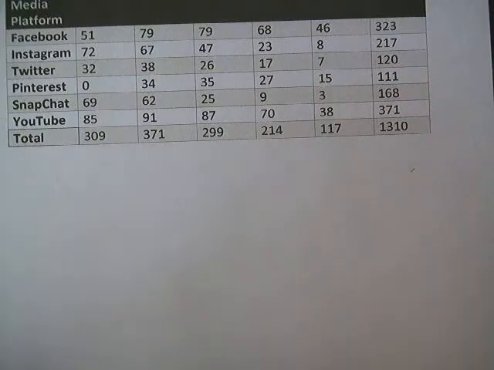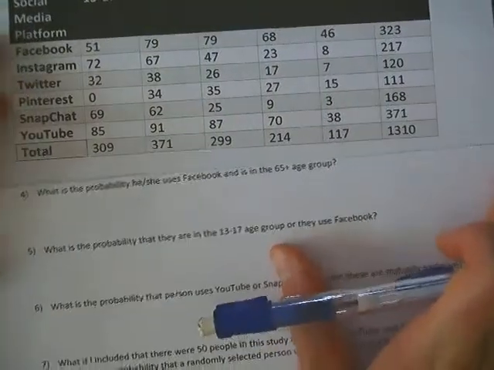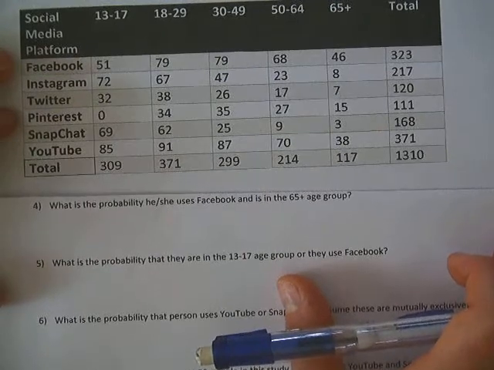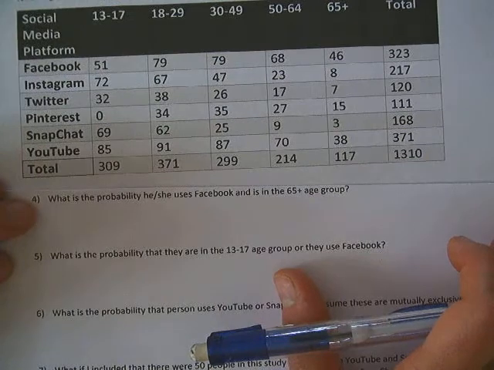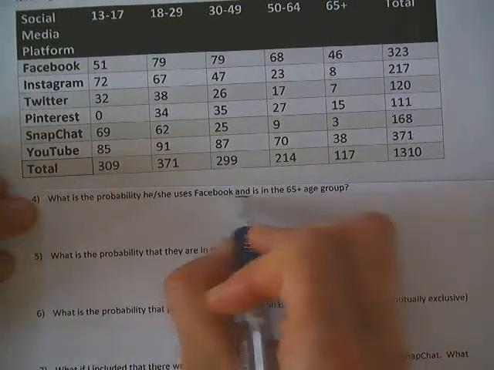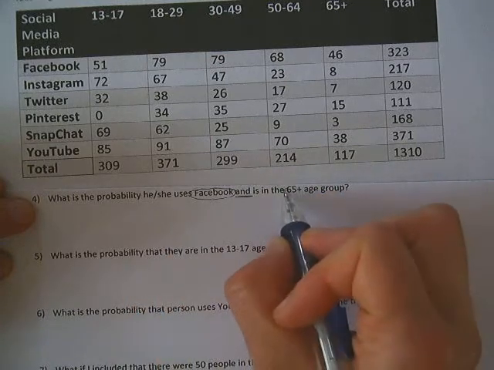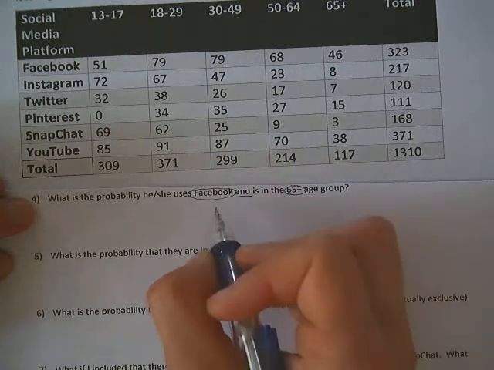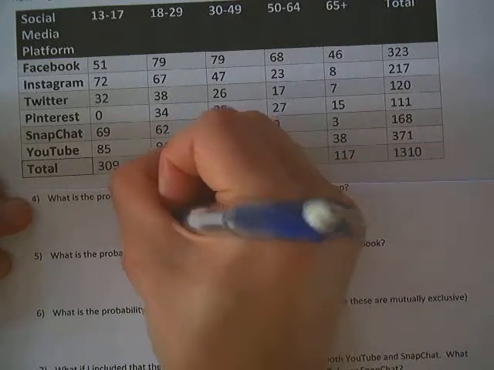Okay. So let me kind of fold this, that way you can see the table and the problem at the same time. Got to get creative here. So number 4 says, what is the probability that he or she uses Facebook and is in the 65 plus age group? It's another intersection problem because they're asking how many people are in the Facebook group and are 65 plus years old. And so again, you just have to pull your information from the table.